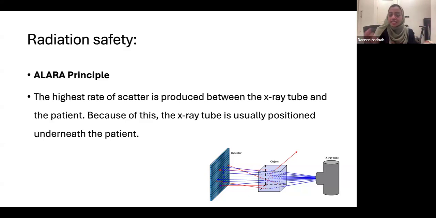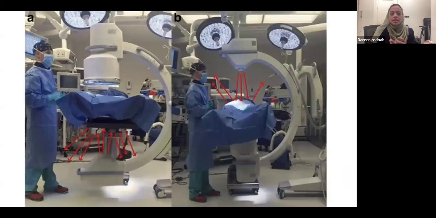The highest rate of scatter is produced between the X-ray tube and the patient. Because of this, the X-ray tube is usually positioned underneath the patient. Like here, this is the tube underneath the patient. Sometimes, unfortunately, we need to turn it and use the intensifier as a table for a fracture of the distal radius. Sometimes we use it, and the scatter becomes more toward the surgeons.